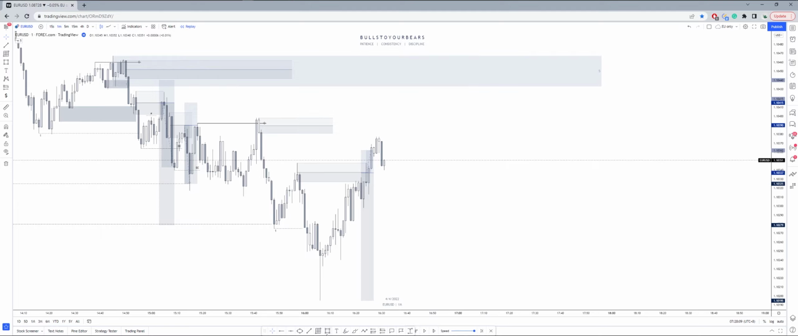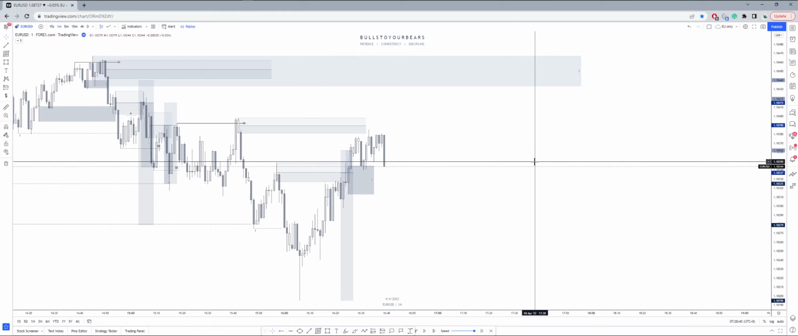If it tagged into, no, it did not. So I'm gonna look into buying somewhere around here. Honestly, not the cleanest. I wouldn't select my order here, but this is a valid demand. But supply here is too close to it, so I'm not gonna be a punk and take a trade.